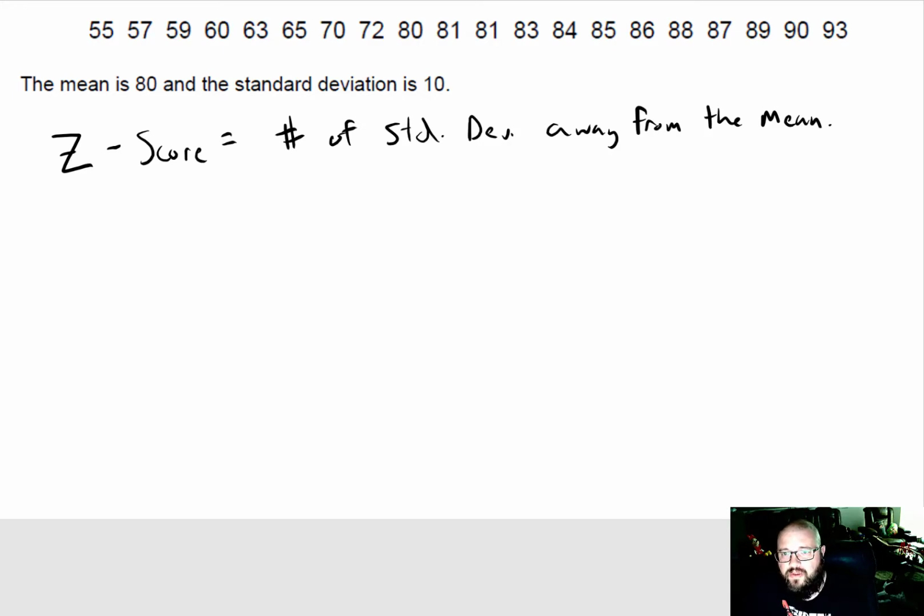Okay, and our equation for the Z-score is Z equals your value, your x, minus your mean, x bar, all divided by your standard deviation. Okay, so your standard deviation, you'll probably see it in the calculator very often as an Sx, right, for your standard deviation.